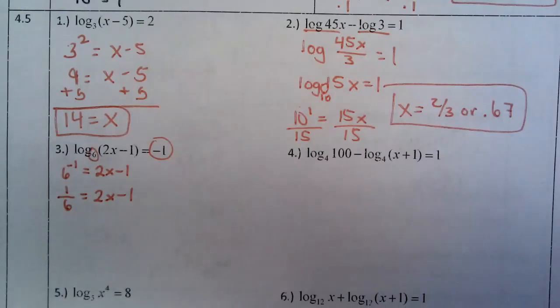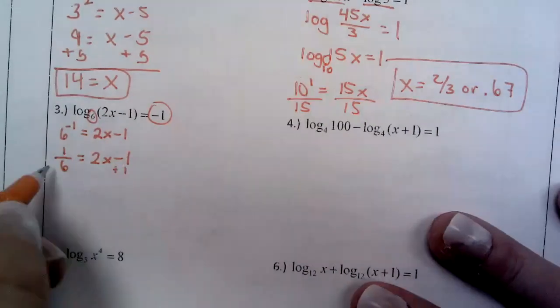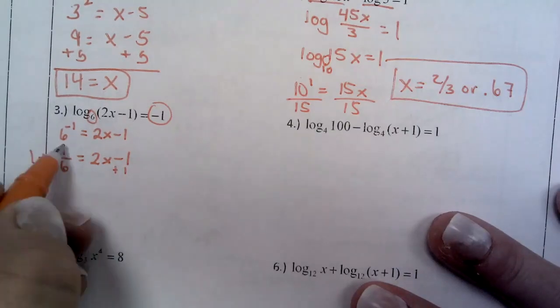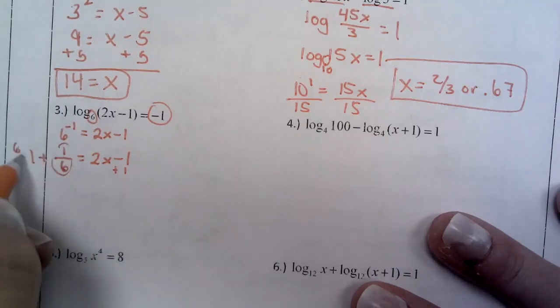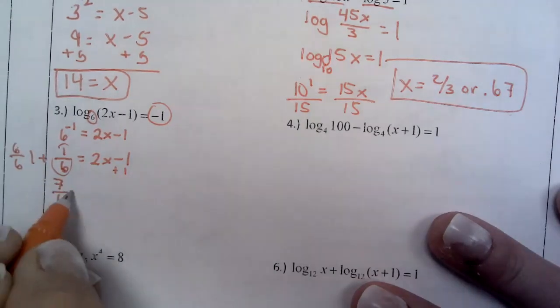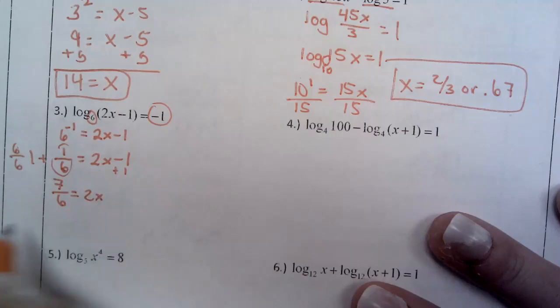Now I'm going to go on ahead and solve it. I'm going to add 1 to both sides. And this one has to have a common denominator, so I'm going to make it 6 over 6. So now I get 7 over 6 equals 2x, and divide both sides by 2.